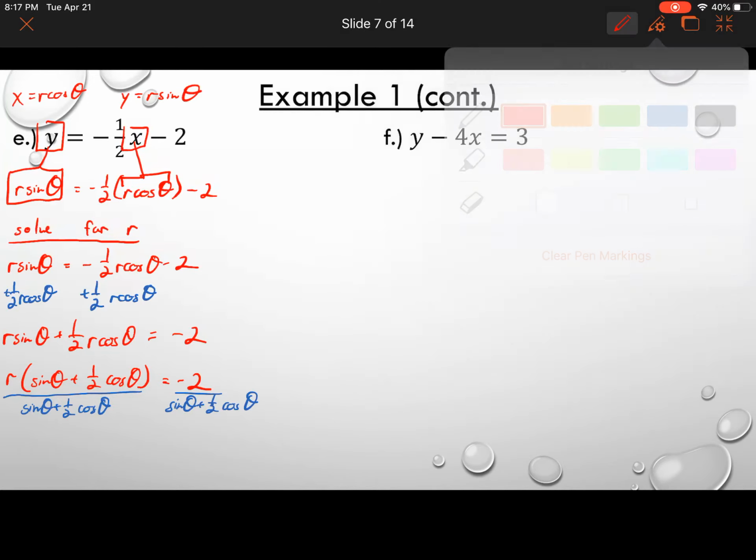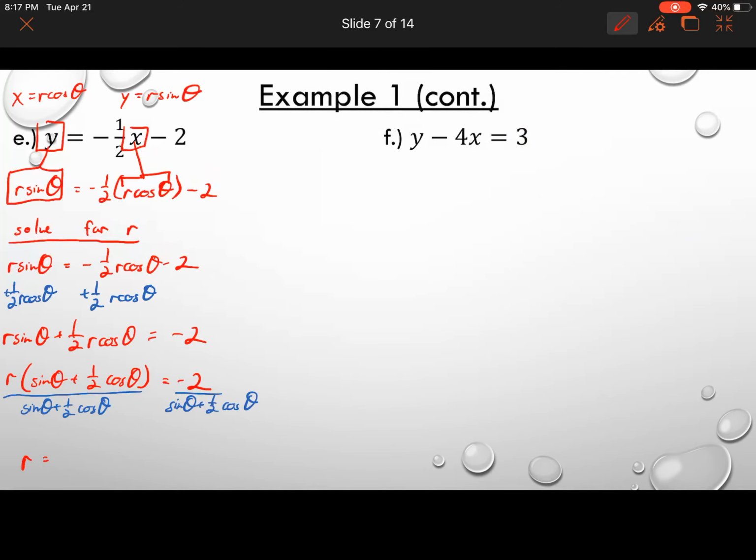So our final answer with r by itself would just be r is equal to negative 2 all over sine theta plus 1/2 cosine theta. So that would be our final answer if we had to solve for r. If we didn't have to solve for r, we would actually be done here. But let's say we had to solve for r, so that would be what our final answer would look like.